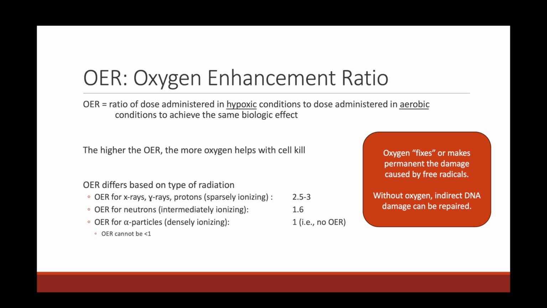The more highly ionizing the radiation gets, the less and less it relies on that indirect DNA damage, and therefore the less it relies on oxygen. So the oxygen enhancement ratio then decreases. So neutrons are considered intermediately ionizing, and I just think of them as being heavier, and so therefore they're more powerful, and they can just go and directly damage the DNA themselves. So the OER for neutrons is lower, it's about 1.6, so oxygen still helps a little bit. And then alpha particles are densely ionizing, and their oxygen enhancement ratio is actually 1.